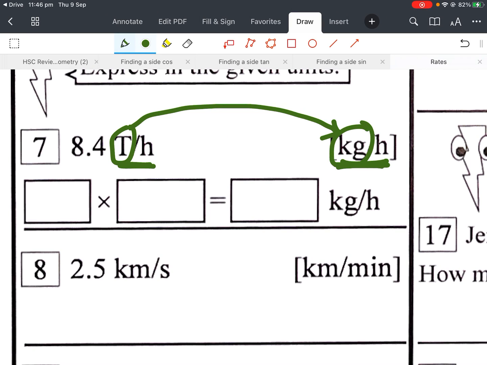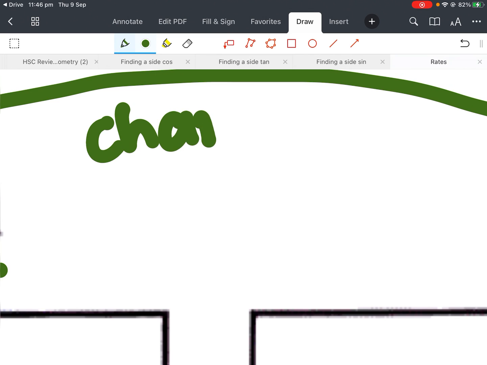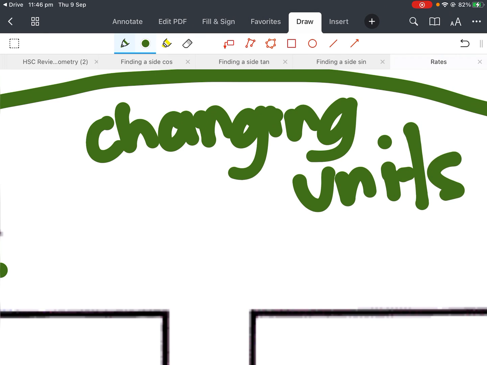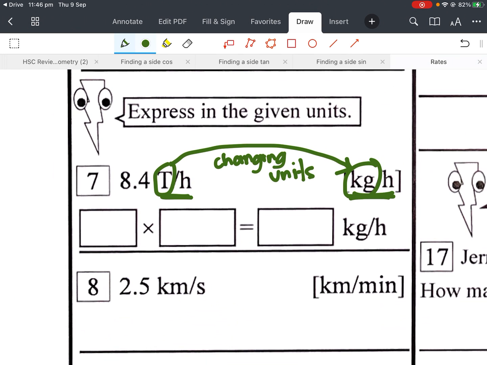So all I'm doing is I am just changing the unit. I am changing units. Now I did this with Luke earlier.